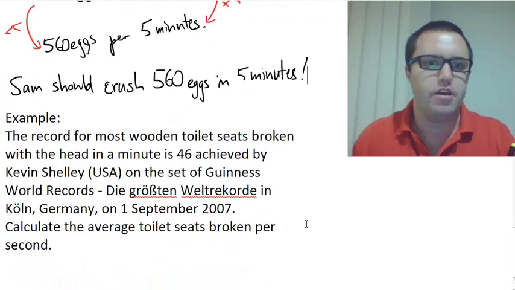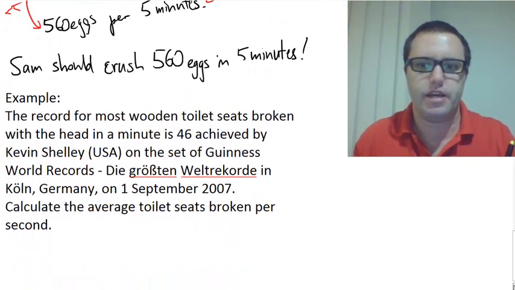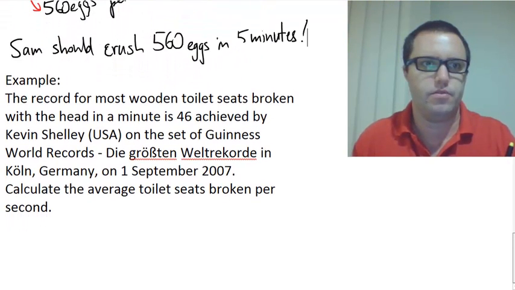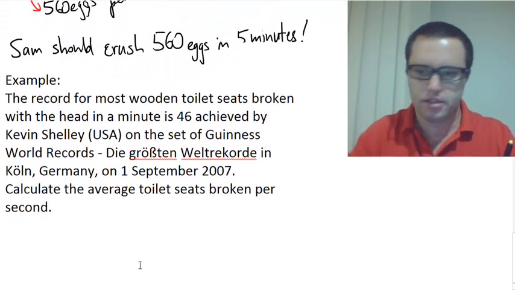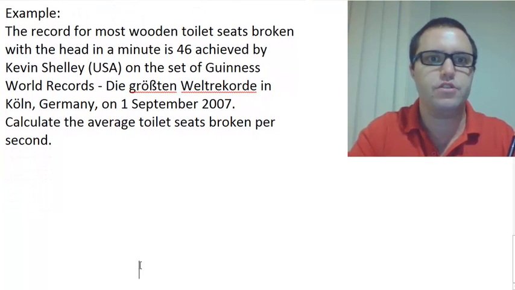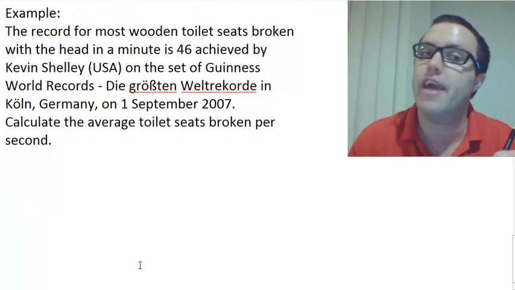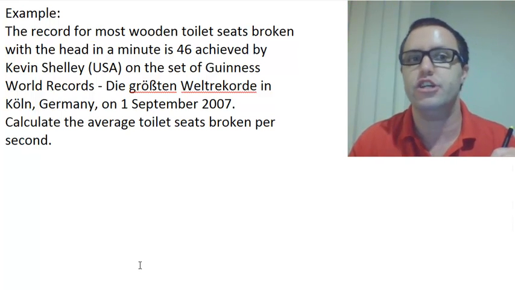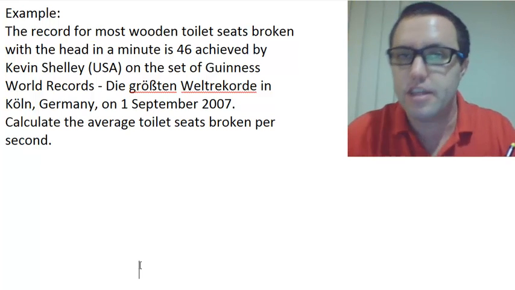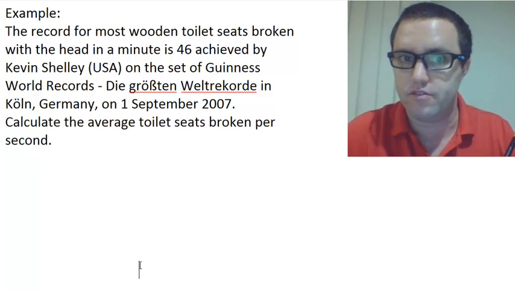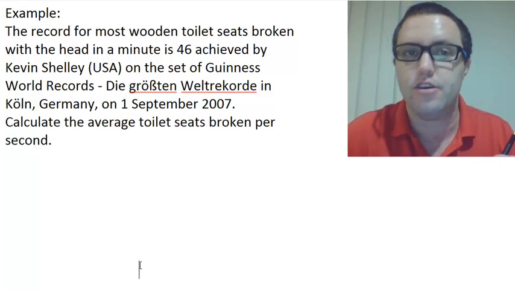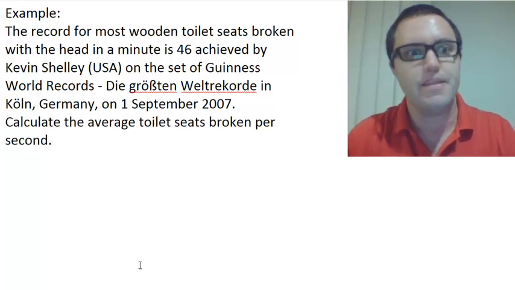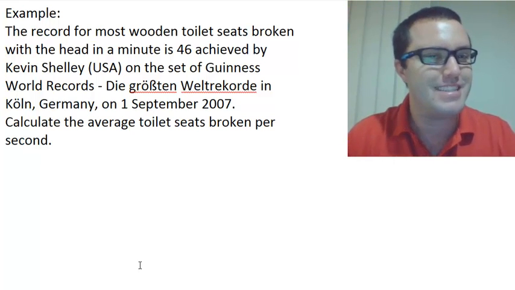Okay, right, another ridiculous record actually taken from the Guinness World Records website. The record for the most wooden toilet seats broken with the head in a minute is 46, achieved by Kevin Shelley from the USA on the set of the Guinness World Records Die Großen Weltrekorder in Köln, Germany on 1st September 2007. What a great guy. Calculate the average toilet seats broken per second.